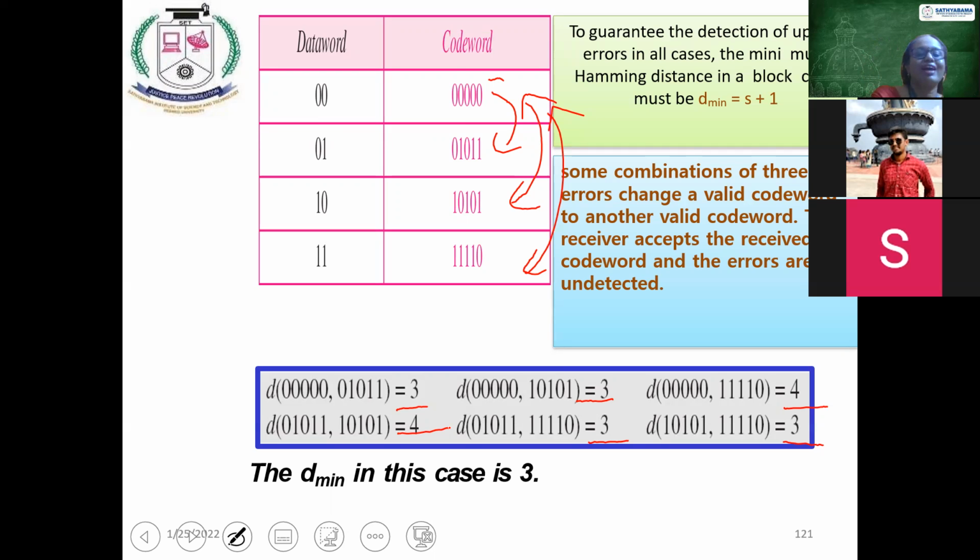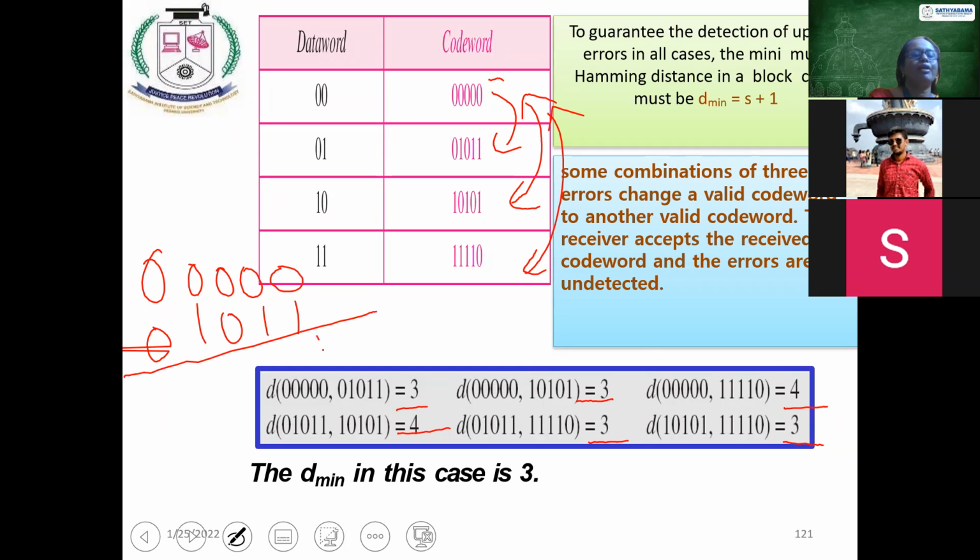So, for example, 0, 0, 0, 0, 0, 0, 0, 1, 0, 1, 1. Now tell me, 1, 1, 0, 1, 0. What is the Hamming distance for this case? How many ones are there? 3. 2. 3. How many? Yes, I think Pujita has understood. If your Hamming distance is 3 and 4, the minimum Hamming distance is 3.